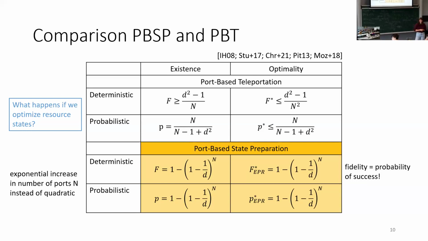Basically, when you say optimize resources, it's the number of EPR pairs that you have? No, it's not the number. Instead of having an EPR pair, what if you share a general entangled resource? Maybe it's not the maximally mixed state. You will have to do an SDP for that. Yes.